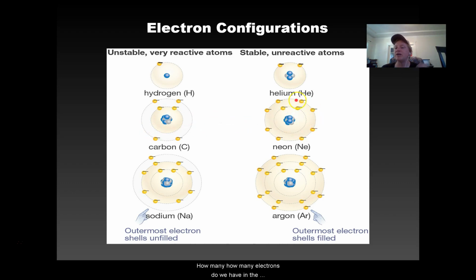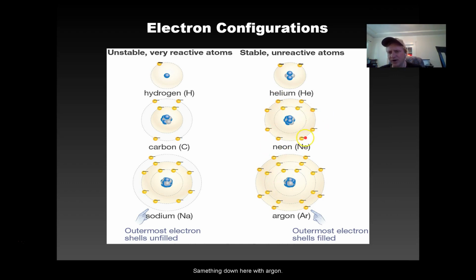How many electrons do we have in the outer shell of neon? Let's count them. 1, 2, 3, 4, 5, 6, 7, 8. So pause it really quick after I ask this question, but will neon react with anything? Will neon easily react with anything? The answer to that question is no, it will not react. Neon has a filled up outer shell. It's not going to make chemical bonds easily. It's not really going to do much.